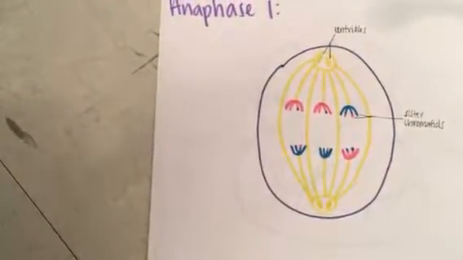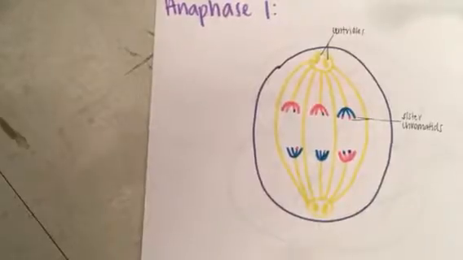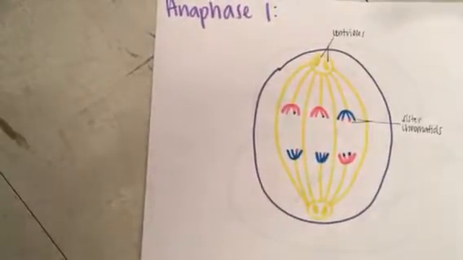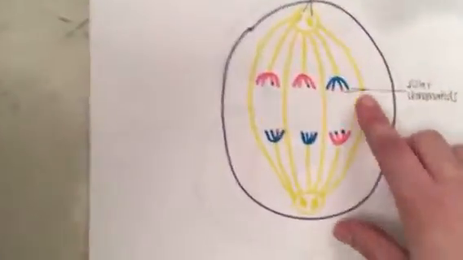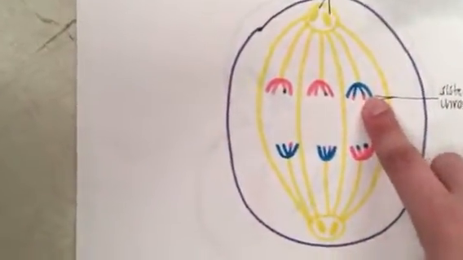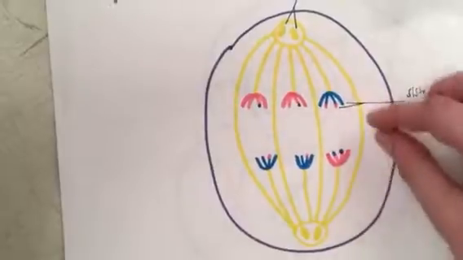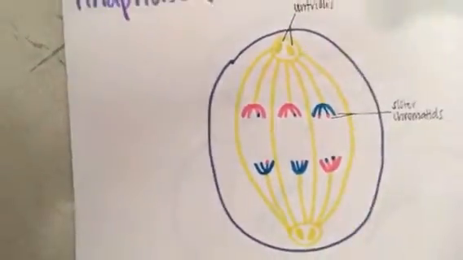For anaphase, it's when the homologous chromosomes move to the opposite of the cell. So these are the centrioles. The sister chromatids are on the end of the homologous pairs, and then they're splitting apart.